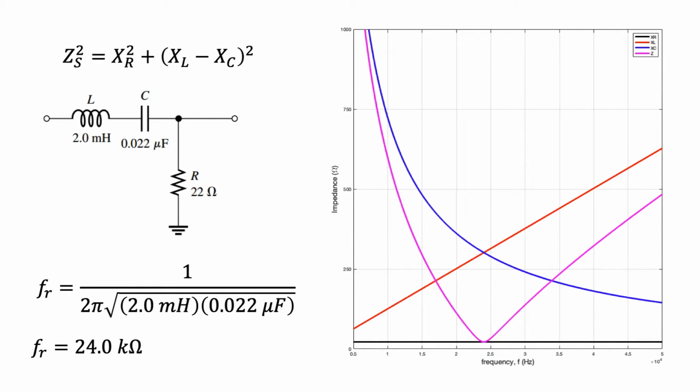If we consider this example, we can easily solve for the resonant frequency of the circuit to be f sub r equals 24 kilohertz. Plotting XL and XC versus f, we get the following graph. The blue curve corresponds to the capacitive reactance. The red curve corresponds to the inductive reactance. This black curve corresponds to the resistance, while this magenta curve corresponds to the total impedance. Now let's try to see what is happening to the series RLC circuit.